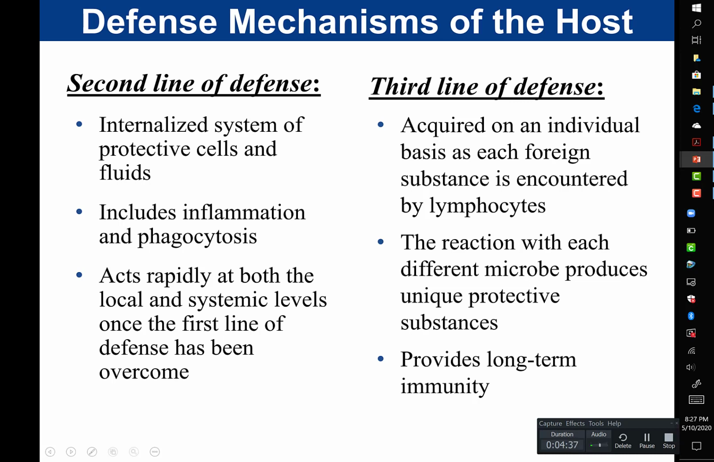And this branch of your immune system is used to provide long-term immunity, meaning that hopefully your immune system remembers that pathogen and therefore would respond again if you were exposed to that pathogen again.